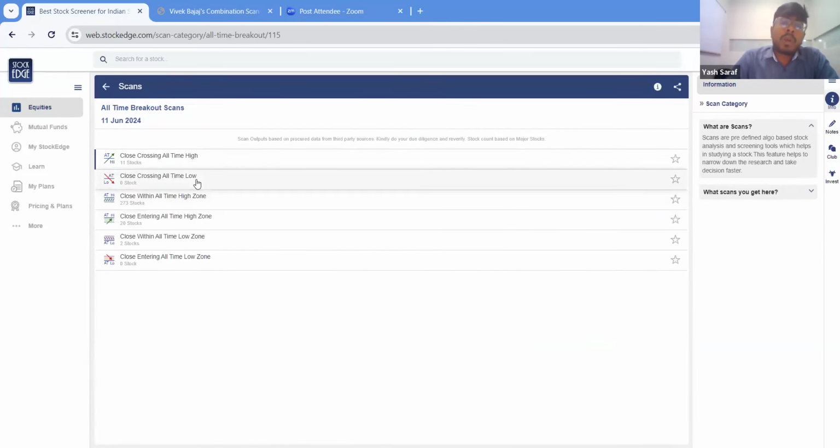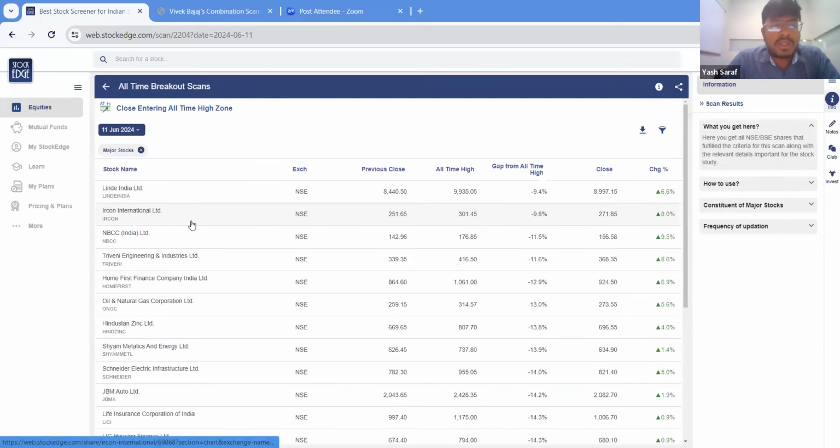Or else, what you can do is pre-identify stocks which can give you an all-time high breakout. For example, stocks which are trading or closing within their all-time high zone or close to entering the all-time high zone. First, let me tell you what this zone is all about.